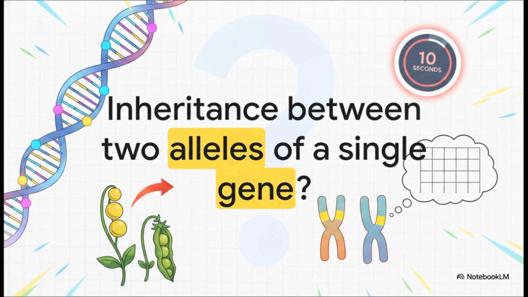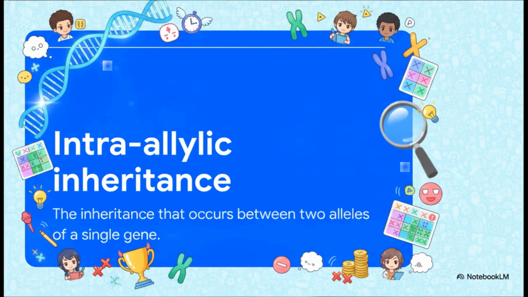All right, here we are, the final question. Question 10. What do we call the specific type of inheritance that occurs between two alleles of a single gene? I'm going to give you a hint. Think back to Mendel's height trait for a clue on this one. 10 seconds. Make it count. And time. The final answer is intra-allelic inheritance.